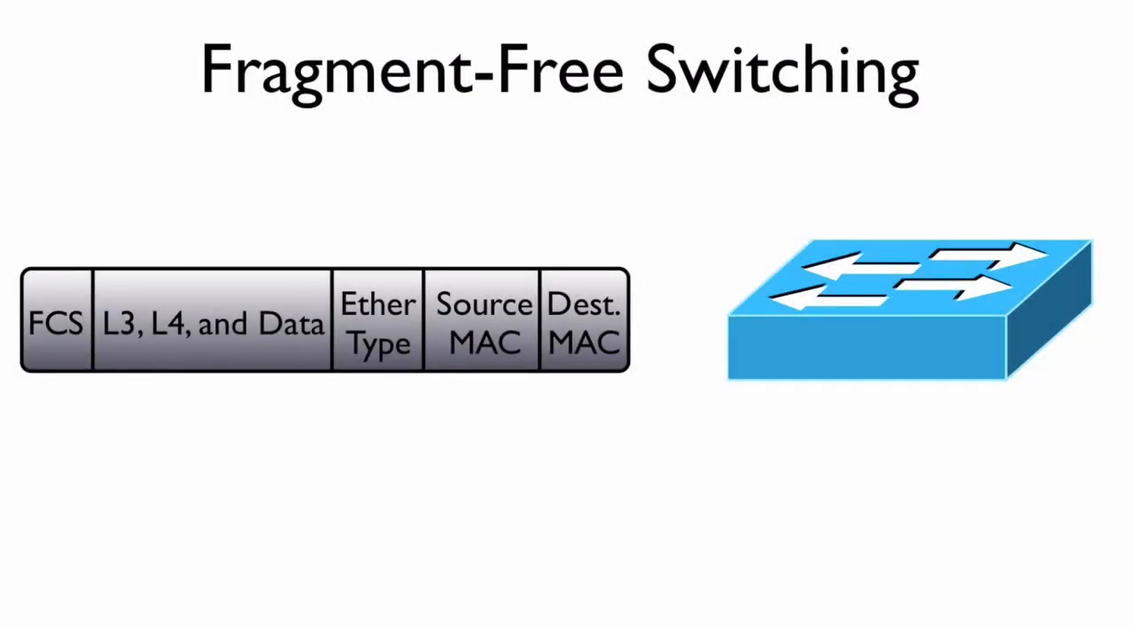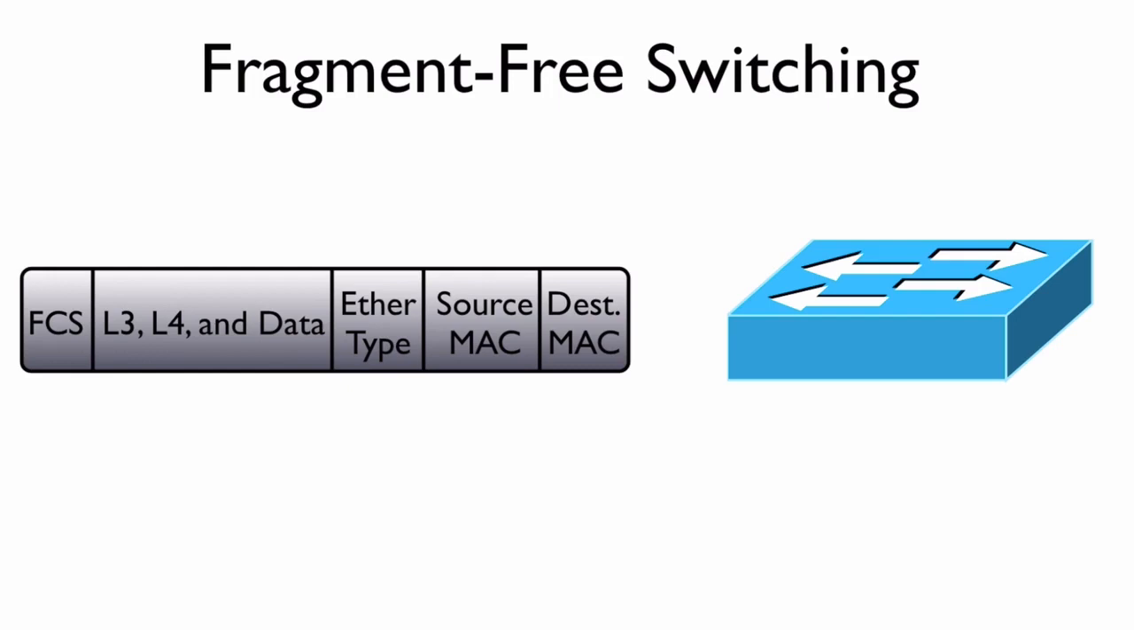We could almost consider fragment-free switching as a compromise between cut-through switching and store and forward switching. One of the big benefits of cut-through switching was that the switch didn't have to see the entire frame before it started to forward it out towards its destination. However, it didn't check to see if it was valid or not. Maybe a collision had occurred. Maybe the frame check sequence didn't match up.